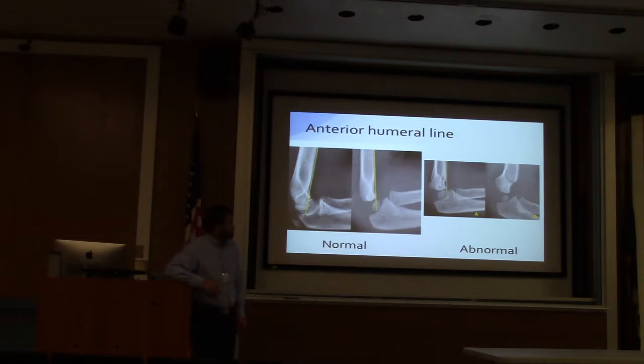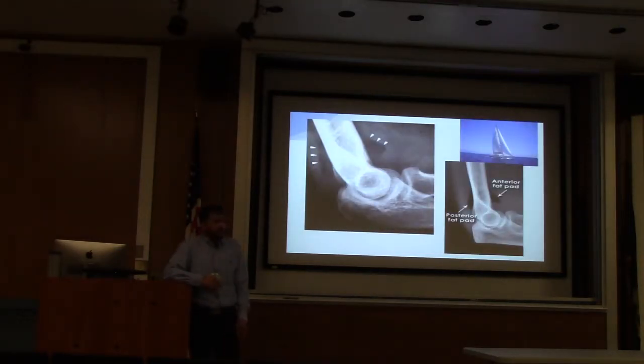fracture. The other sign for supracondylar fracture on the X-ray is the fat pad sign. The anterior fat pad sign could be normal, but if it looks like a sail sign, this is most likely an indication of supracondylar fracture. And the posterior fat pad sign is always abnormal.